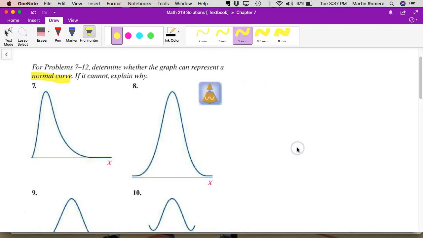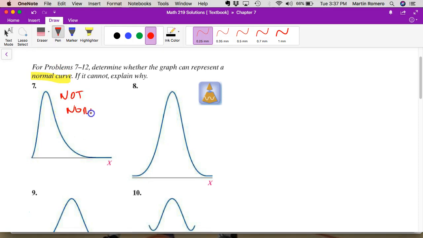So looking at the first one, this is not normal. What I see here is that it's skewed, so that's why it's not normal there. We get a skewed distribution there.